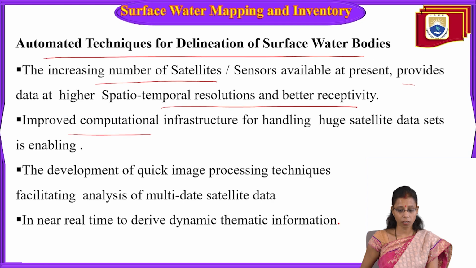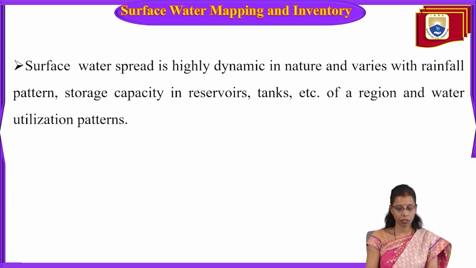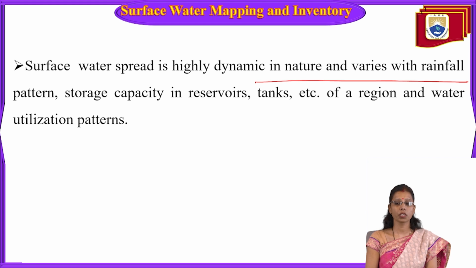So for surface water, if you go with the spatial temporal resolution, it will give you real time information wherever you find dynamic thematic information. It will help us derive dynamic information out of the mapping we have done of the surface water. Surface water spread is highly dynamic in nature and varies with rainfall. Wherever the rainfall occurs, the pattern and the storage capacity in the reservoir change.